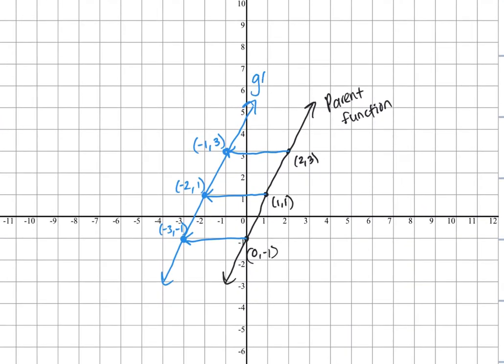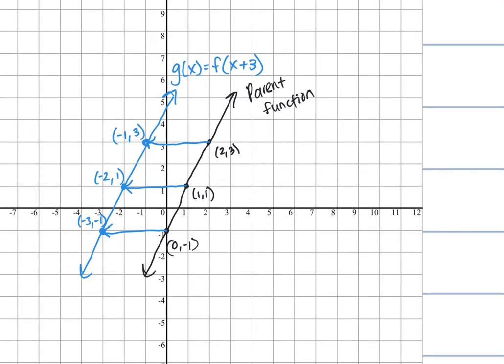This is g of x equals f of x plus 3. Okay? So we moved it 3 units to the left. Does anyone see the pattern in the coordinates? Do you remember how we noticed a pattern in the last coordinates? Does anyone notice the pattern in the blue coordinates? Carl, what do you think it is?